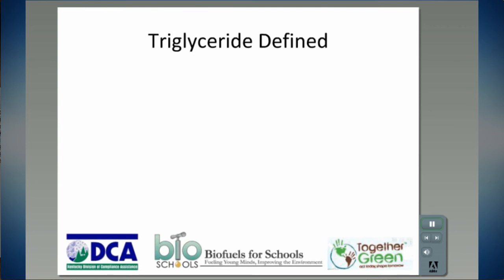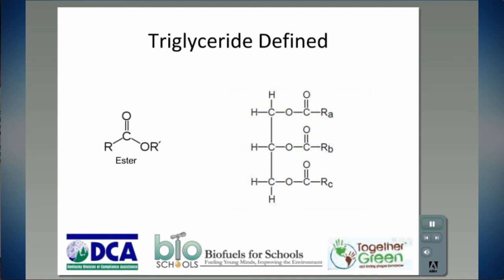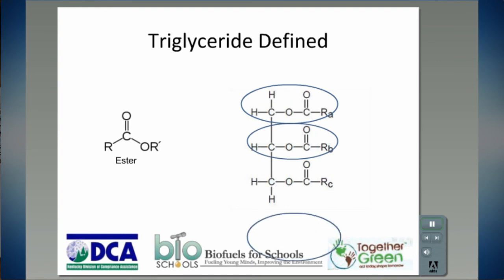Structurally, a triglyceride is an ester derived from a fatty acid and glycerol. An ester is similar to the carboxyl group of the fatty acid, except that the hydrogen attached to the oxygen is replaced by a hydrocarbon group. On the right, you will see that the triglyceride molecule contains 3 functional ester groups.